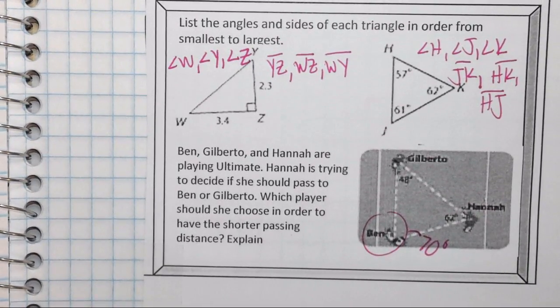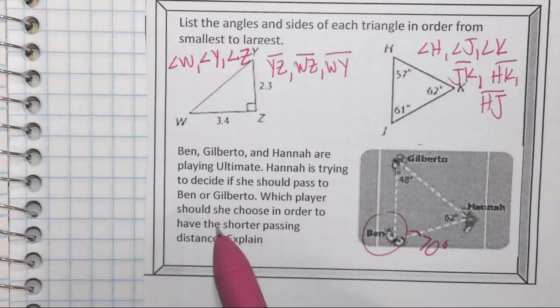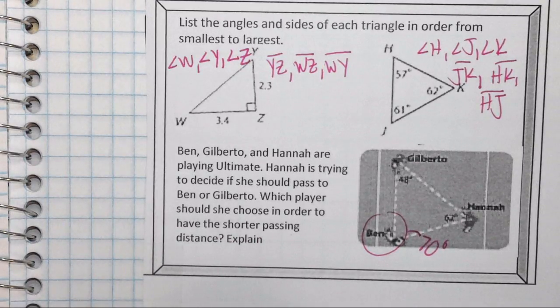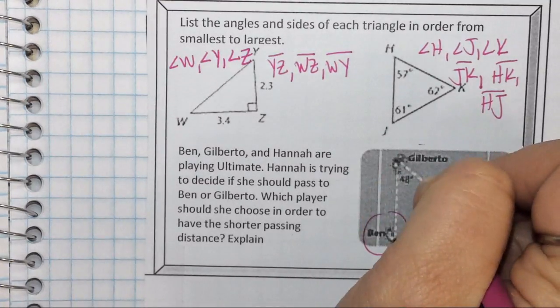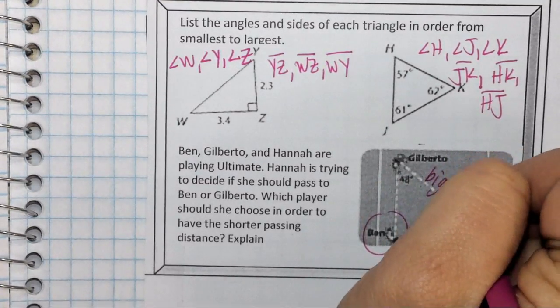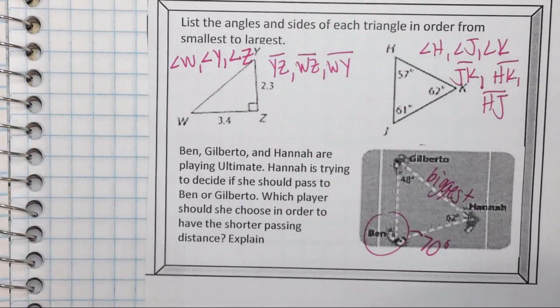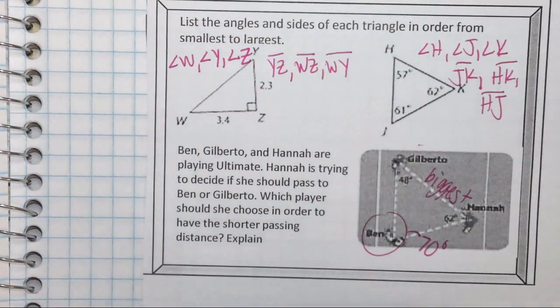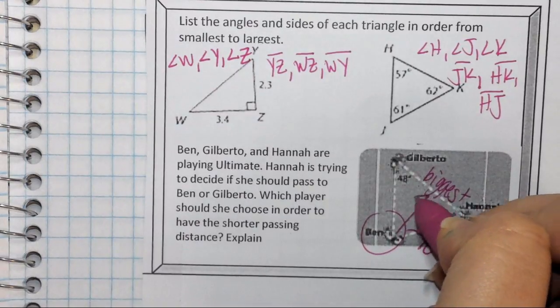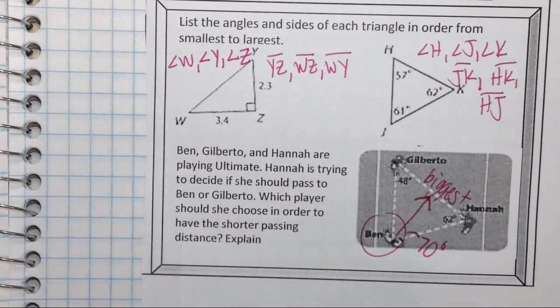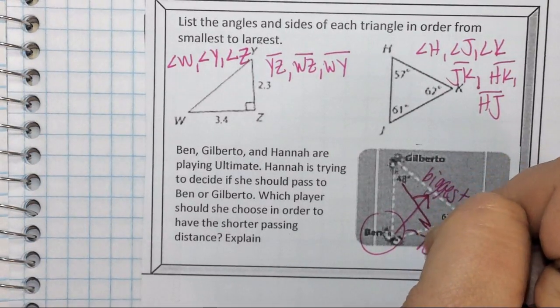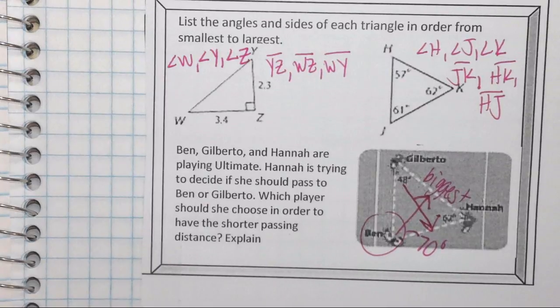It said, which player should she choose in order to have the shorter passing distance? This is 70, right? And that's the biggest. So that means this is the biggest side, because it's across, that's what we've been doing the whole time, right? So it's across from here, so that means that's the biggest side. Now this is the smallest angle, so that means this is the smallest side. So Ben should get the frisbee.